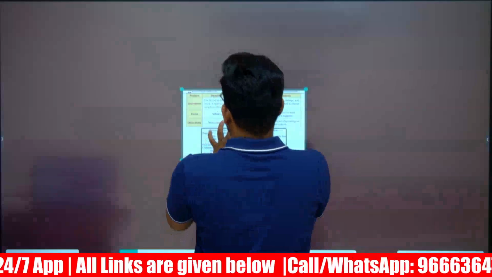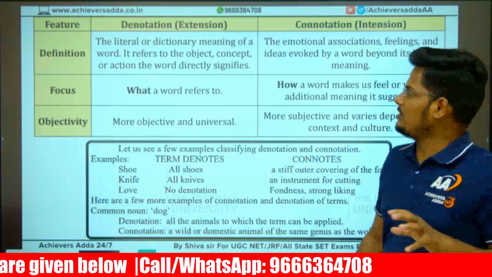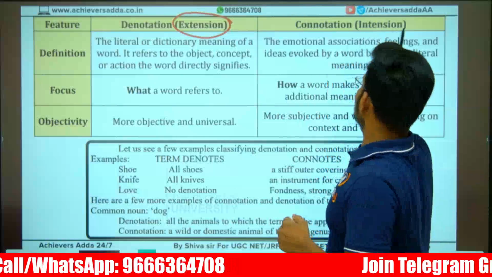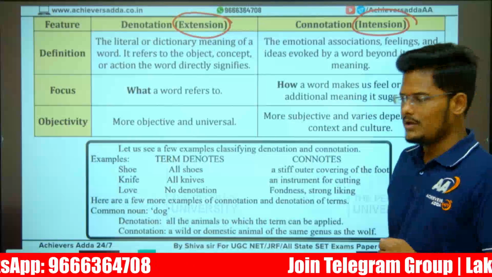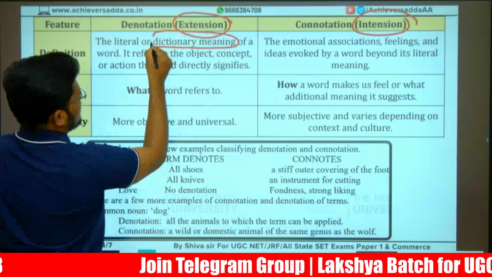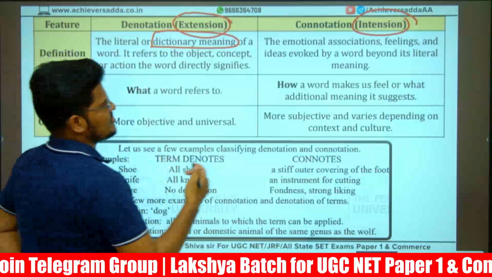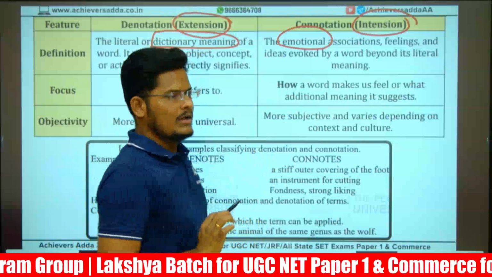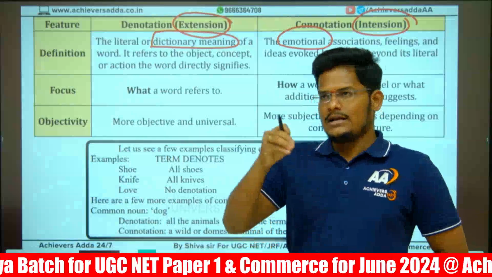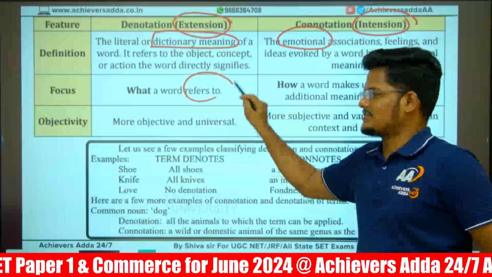First of all, we should understand denotation and connotation. Denotation, generally, the other name of denotation is extension. The other name of connotation is intention. See, denotation refers to the dictionary meaning, whereas connotation refers to emotional meaning. Dictionary meaning, if you type something in the dictionary, whatever definition comes, that is called a denotation, which is an extension. And here, what the word actually refers to.